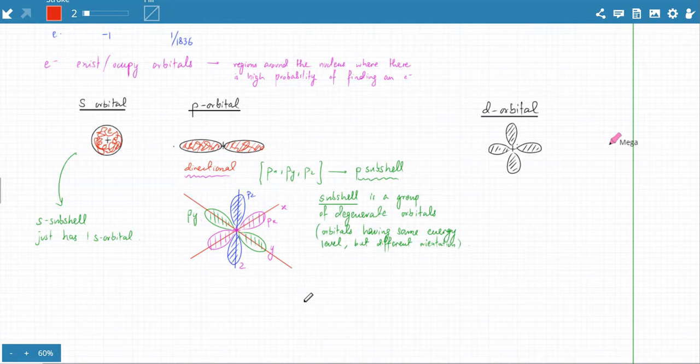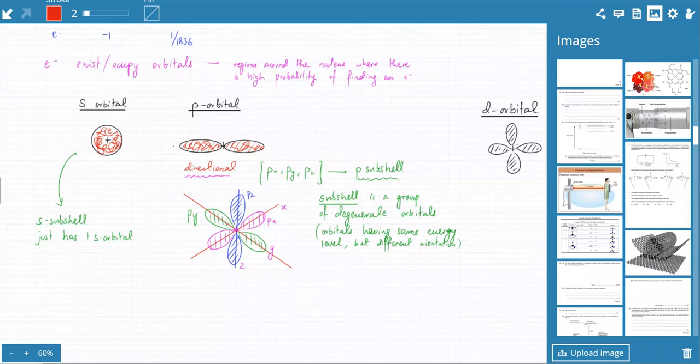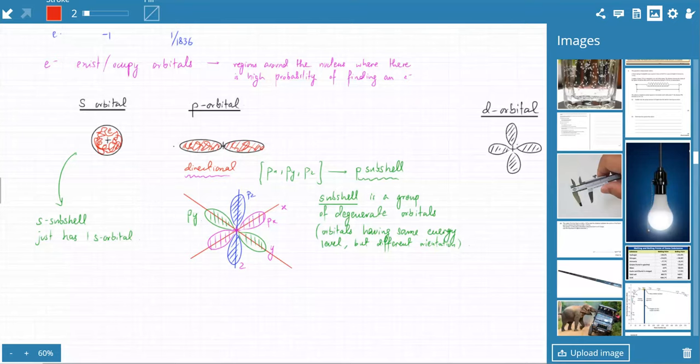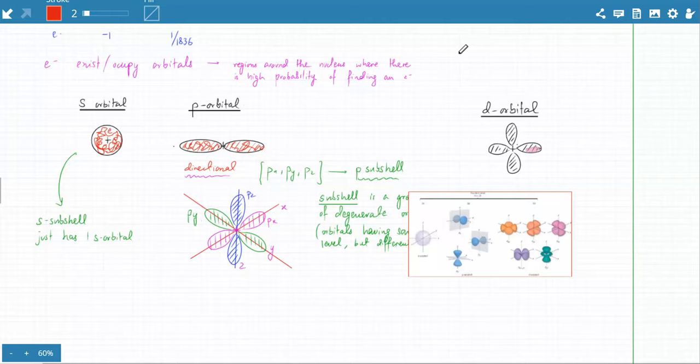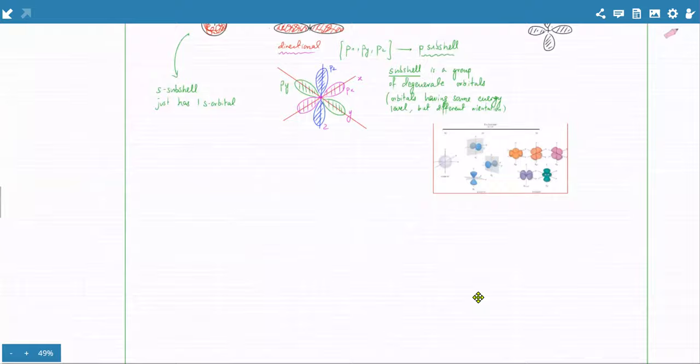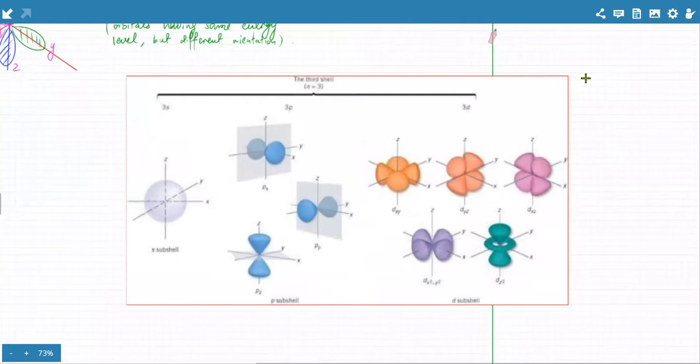The d also has many different orientations. So let's see if I have the shape of the d orbital. Right now it is not in your course, it's in A2. But over here is how most of the orbitals would look. So this is what a D would look like, just giving you a brief overview.